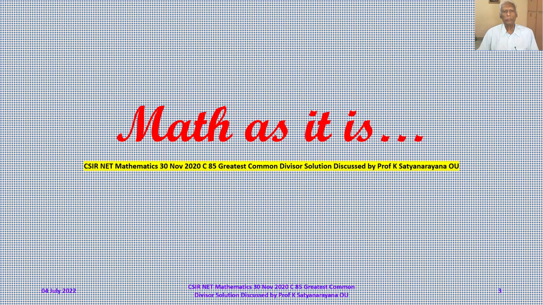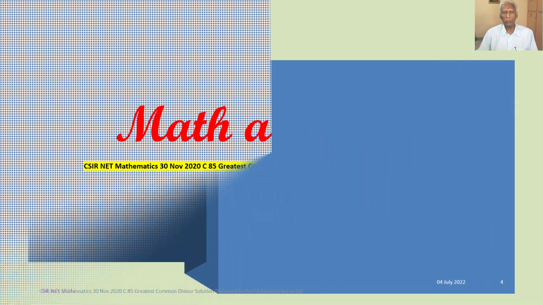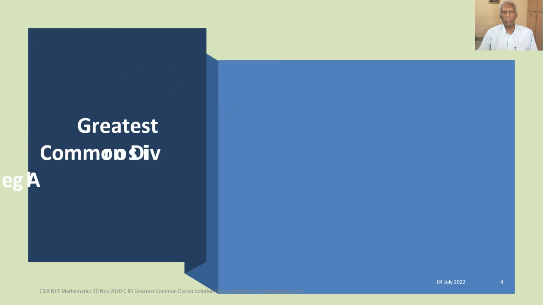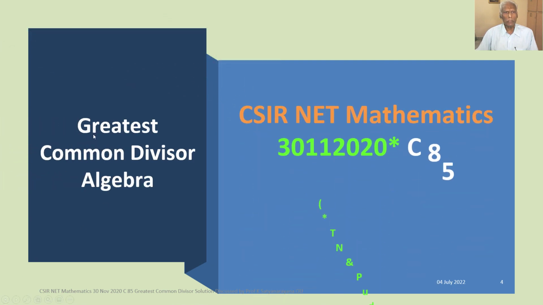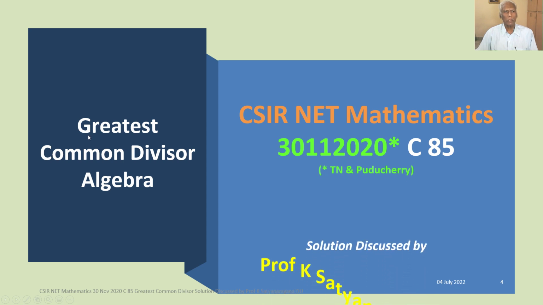We now discuss the solution of a problem from the section Algebra. The problem is on the greatest common divisor from number theory, and this question has appeared in CSIR National Eligibility Test held on 30th November 2020, and it is from the section C.